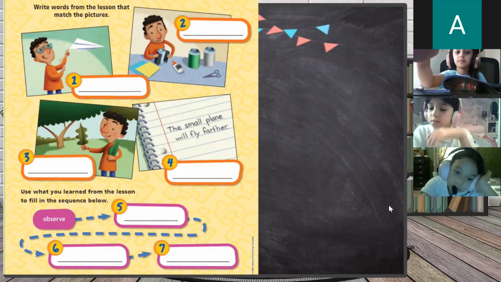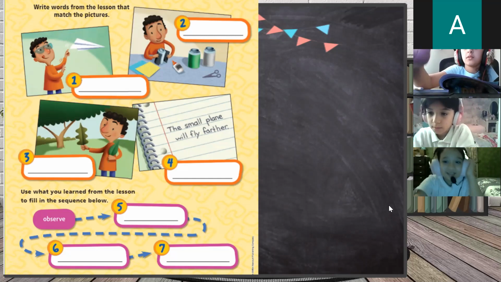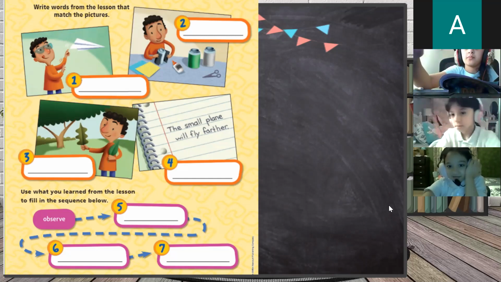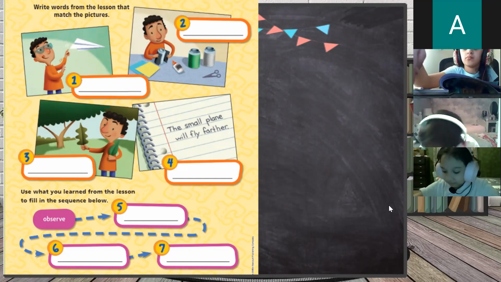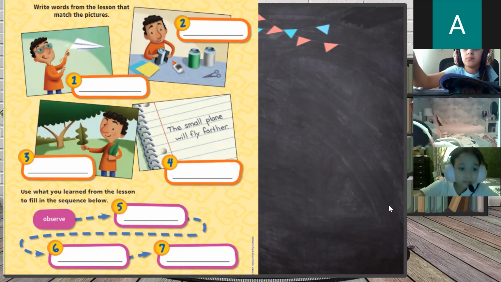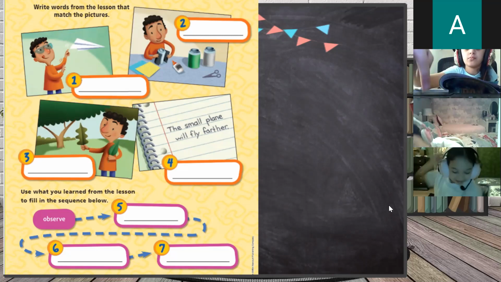Okay, Lara Justinia, how are you? Are you sleepy? Fine. What do you think is the answer, number five? What should we do? Lara Justinia, are you there? Yes, okay. I just want to read. Okay.